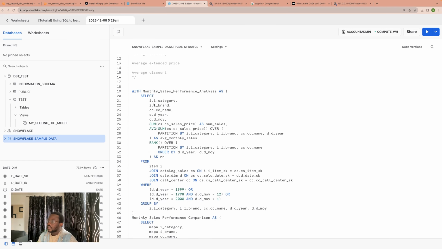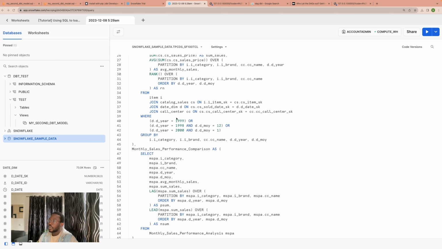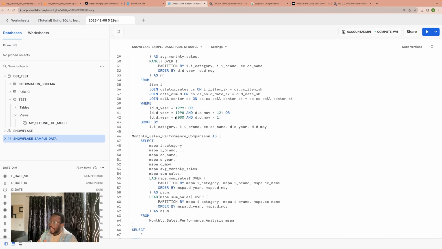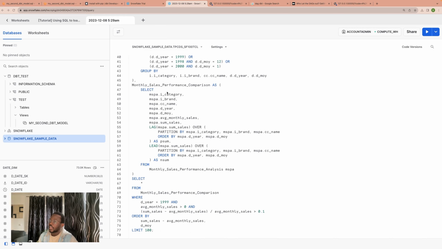Or we could split this query into parts, and basically build the query as a pipeline. So this is what we'll be looking at at the moment.